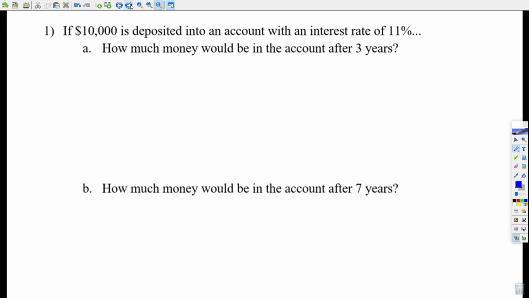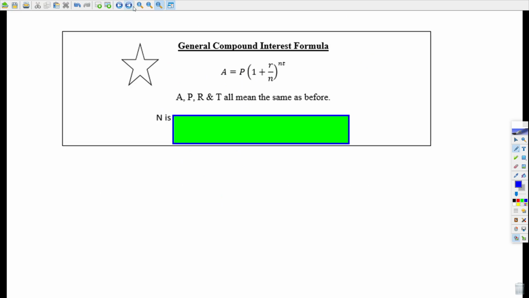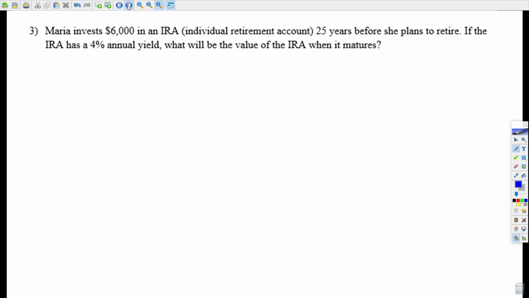So there are a couple of problems for you to try. Three problems there. And then after that, we're going to go to a new formula that's going to take into account something else. It looks a little bit uglier, but it's not that bad. And then we'll do only one example. All right, nice. So we'll be done.